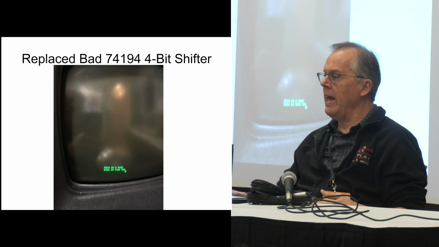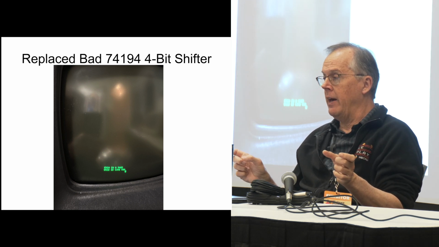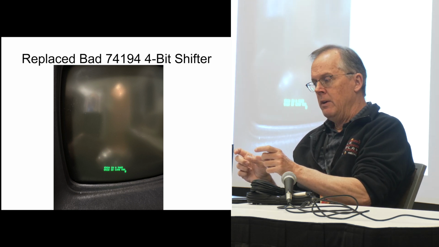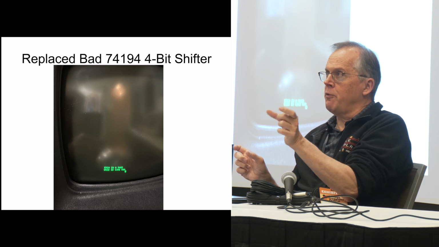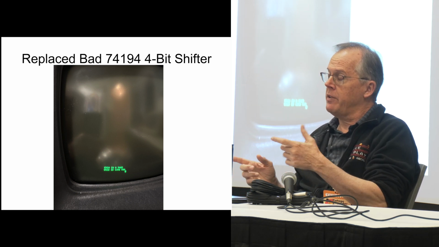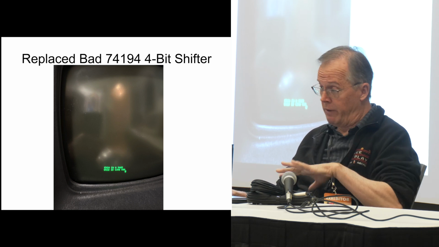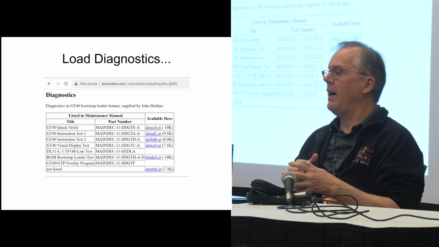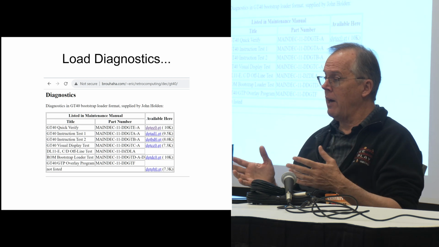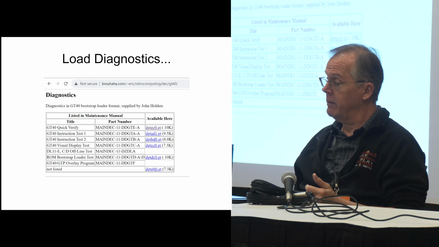And it turns out that a 4-bit shifter was defective, so it would shift just fine, but when it got to the last 4 bits, it was just stuck on. So that 1 bit would stay on. I replaced it, and lo and behold, now I could do line feeds. Okay, so that's great, making some progress. So back to the diagnostic, right? Load the diagnostics from the quintessential web page of the GT40.